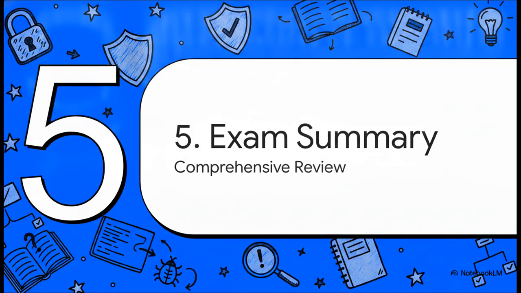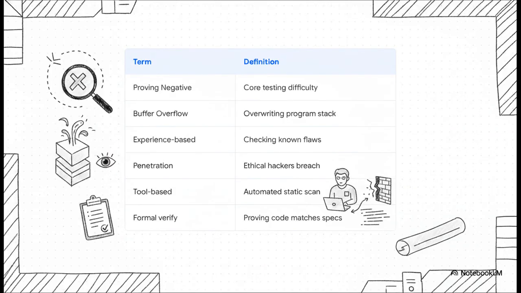All right, we've made it to Section 5, the Comprehensive Exam Summary. Consider this your ultimate, definitive cheat sheet. If you want those top marks, these are the exact facts, the correct definitions, and the specific South African English spellings you need to have memorized.